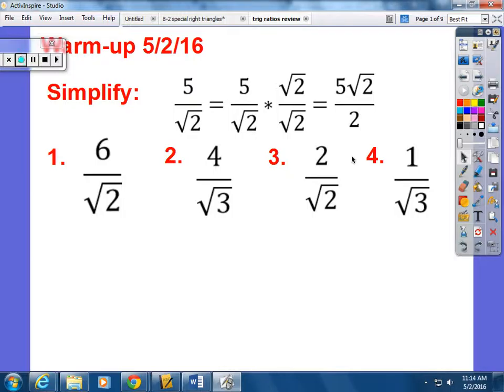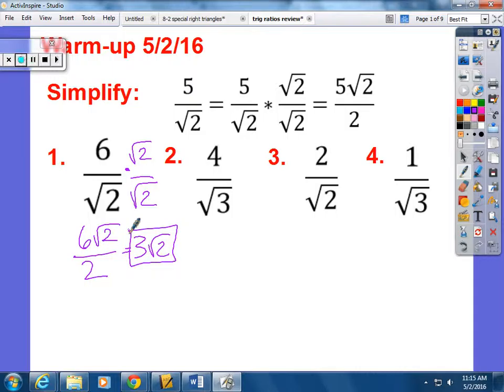When you do that, the top becomes 5 square root of 2 in this example, and the denominator is square root of 2 times square root of 2, which equals 2. So for the first problem down below, we multiply by square root of 2 over square root of 2, and our numerator is now 6 square root of 2 over 2. When we reduce that, it becomes 3 root 2.